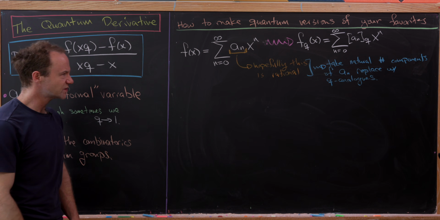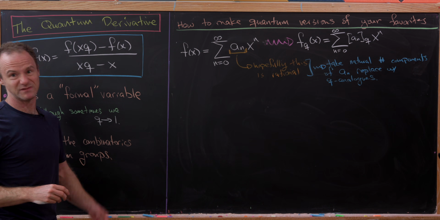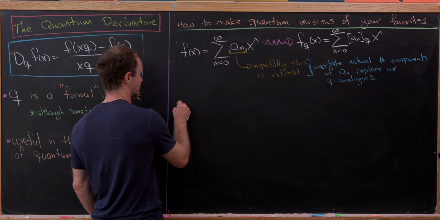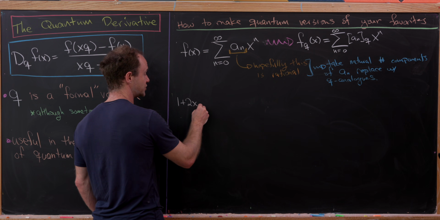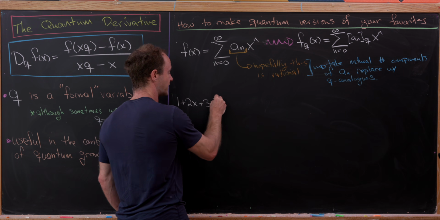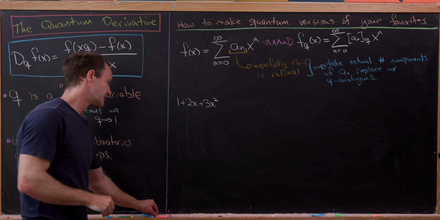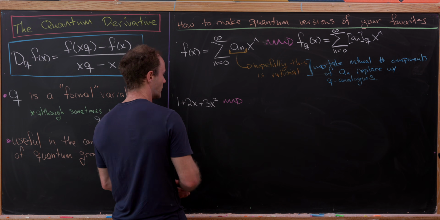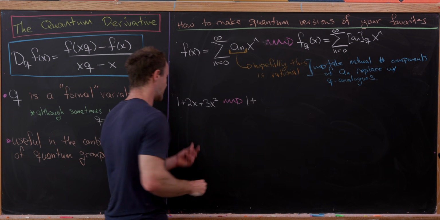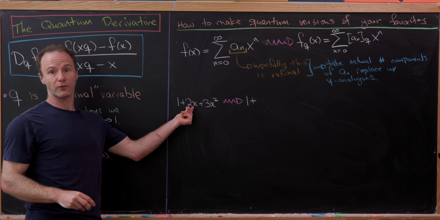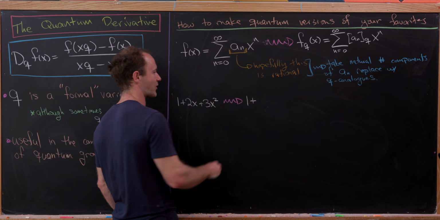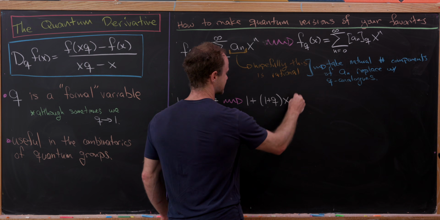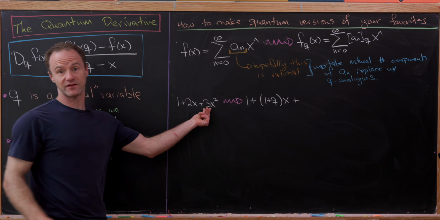Okay. So now let's do this with some nice functions, if you will. So maybe a polynomial first. Let's take 1 plus 2x plus maybe 3x squared. So what would the quantum analog of this be? Well, it would be 1 plus the bracket 2q, but remember bracket 2q was just 1 plus q, times x. And then we'll have bracket 3q.